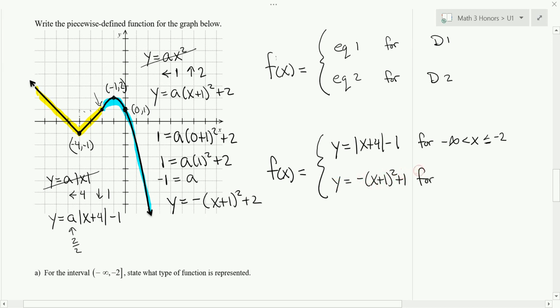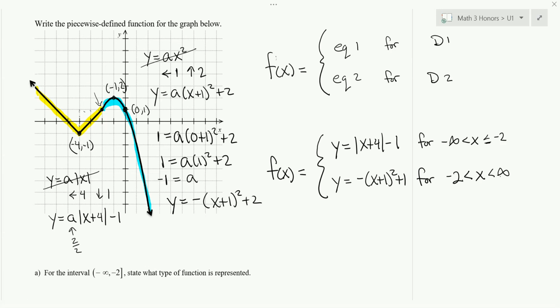And the domain starts at negative 2. This time I'm not going to include it because I included negative 2 on the equation above. And it goes to what? How far right? To infinity.